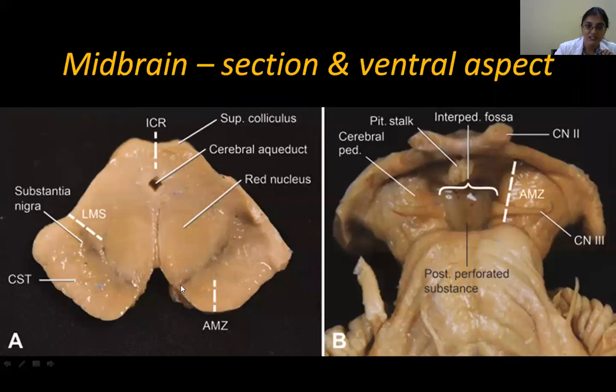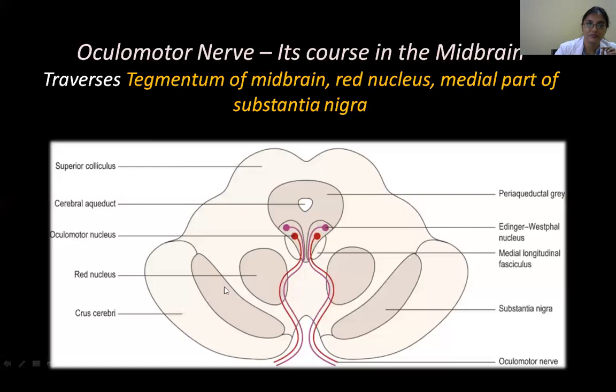A small sulcus on the medial aspect of the crus cerebri is called the oculomotor sulcus. This is where the oculomotor nerve comes out and exits. So this is a description of the images.